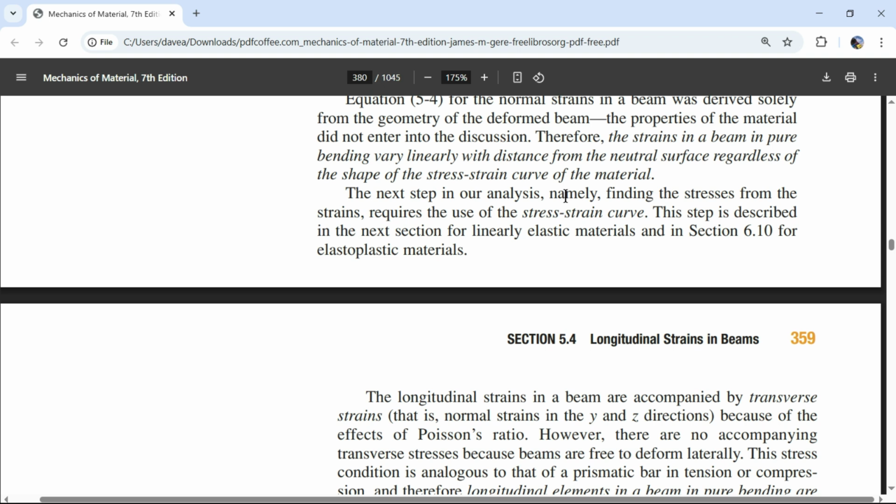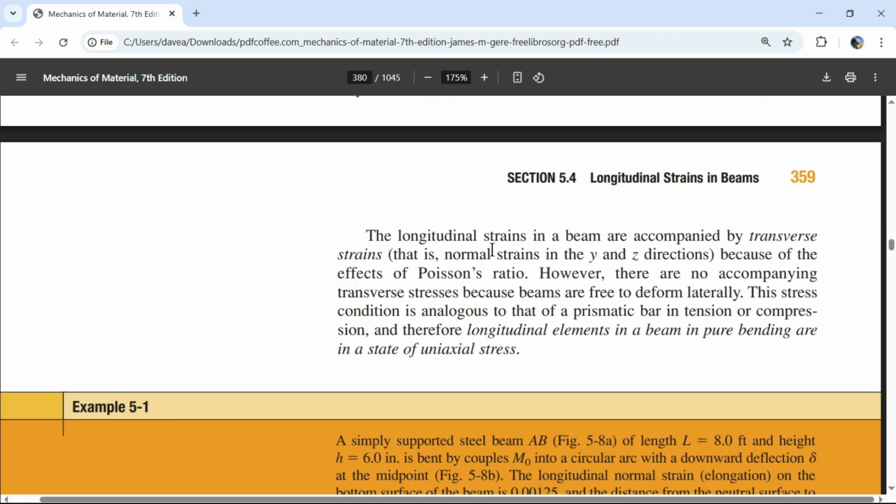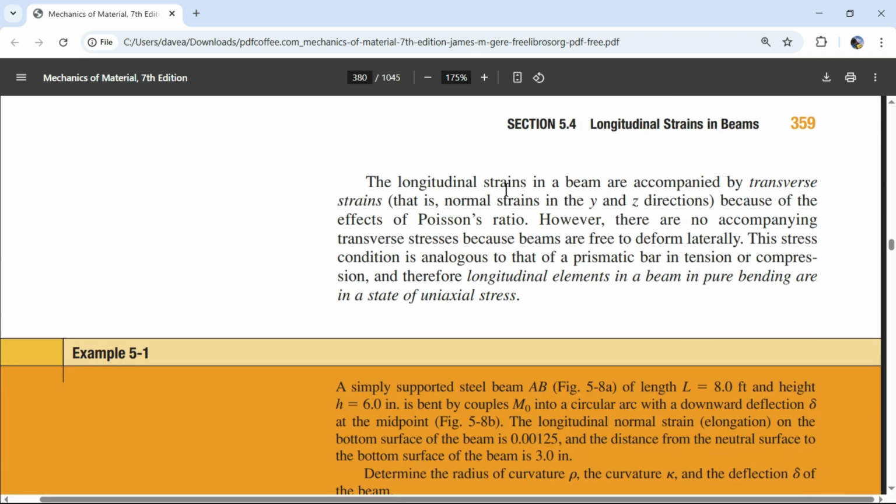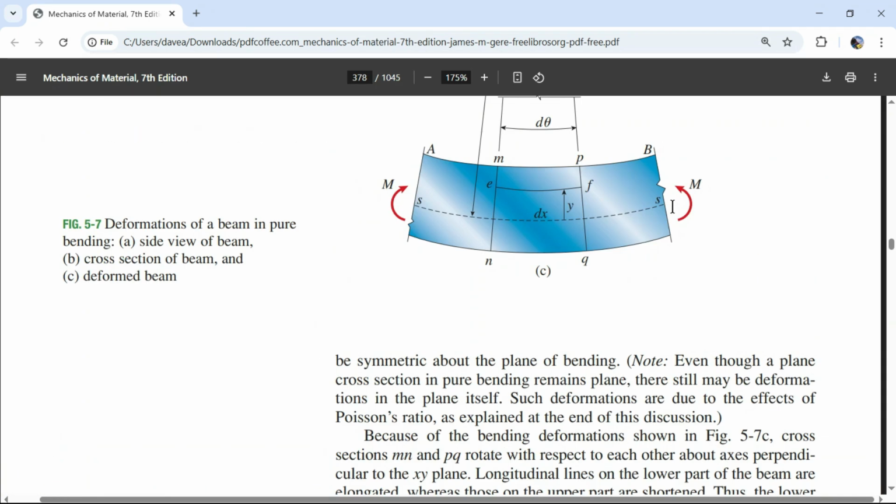The next step in our analysis, namely finding the stresses from the strains, requires the use of the stress-strain curve. This step is described in, so that's the next thing. We use that stress-strain curve to actually find the stress, the PSI, the pressure. This step is described in the section for linear elastic materials and in section 6.10 for elastoplastic materials. The longitudinal strains in a beam, that's what we got an equation for, are accompanied by transverse strains. That is normal strains in the y and z directions. So yeah, that's kind of fascinating.